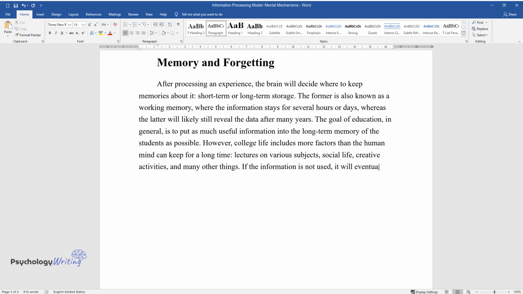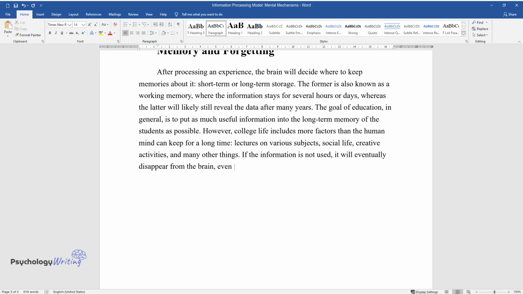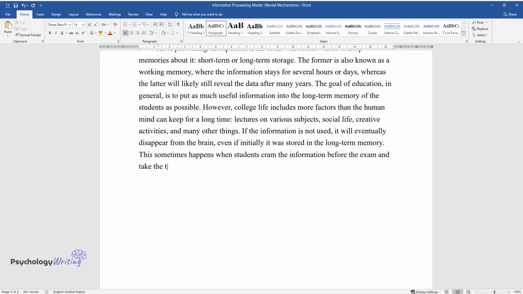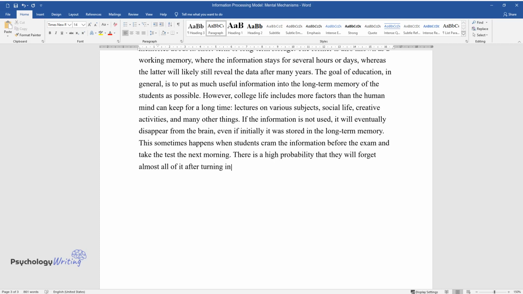If the information is not used, it will eventually disappear from the brain, even if initially it was stored in the long-term memory. This sometimes happens when students cram the information before the exam and take the test the next morning. There is a high probability that they will forget almost all of it after turning in their work.